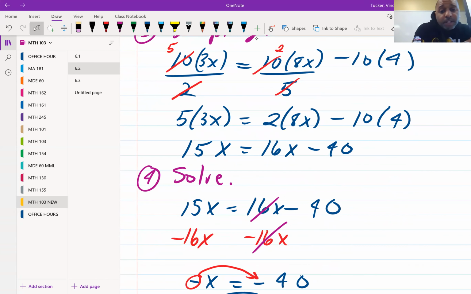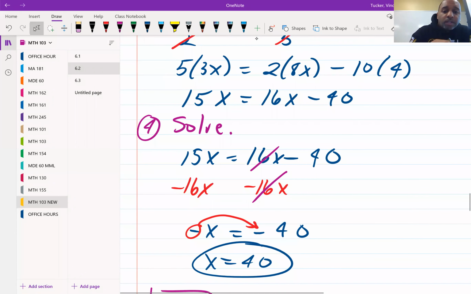All right, to solve, I need to get all of my variables, all of my terms with x, to one side of my equation. So I subtract 16x from both sides. And that will give me negative x equals negative 40. And remember, we're solving for x, not negative x. So we will take the negative to the other side. Negative divided by negative turns positive. So it's x equals 40.